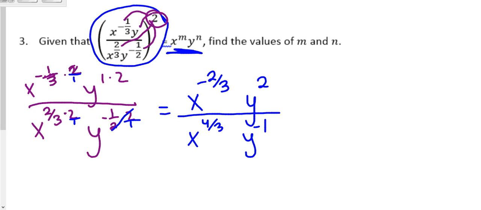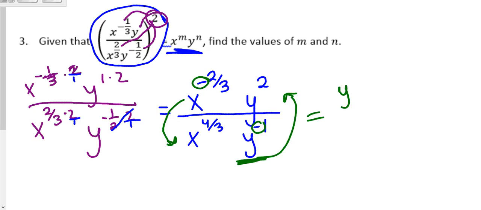The next step that I would look at is moving these negatives. A negative exponent means that the term needs to move either to the top or the bottom. If it's in the bottom, it needs to move to the top. If it's in the top, it needs to move to the bottom. So I have 2 things that need to move. This x to the negative 2/3 needs to come down. This y to the negative 1 needs to go up.